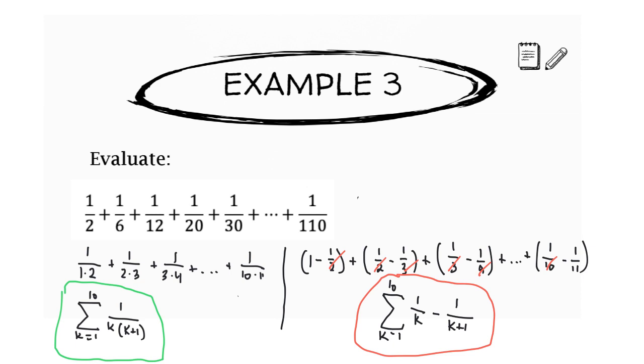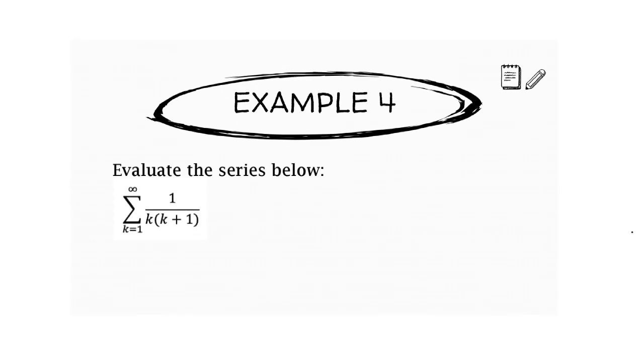This brings up an interesting idea. If this entire sum that we worked out here is nothing more than 10 out of 11 when we added the first 10 terms, what would happen if we kept going? Well, in sigma notation, we have a nice way of saying just keep going. That's putting the upper limit as infinity. Here we're looking at the infinite sum of the series 1 over k times k plus 1.